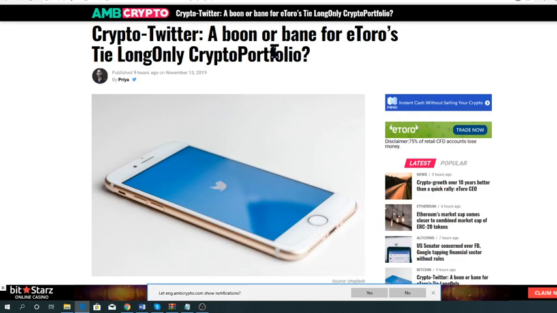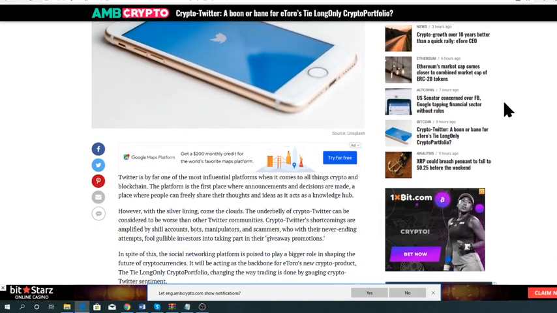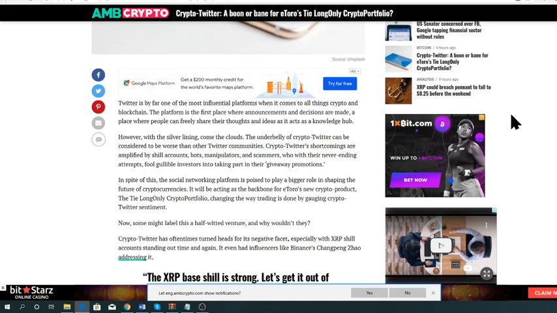Anyway, this one is: crypto Twitter, a boon or bane for eToro's Thai long-only crypto portfolio. I don't care, because personally I use eToro, and I've been on the platform around 2.5 years or more, and I'm satisfied with them. If there is some issue, you can call their account managers or just open a ticket. They will get back to you depending on the time frame. I'm from South Korea, and if I open a ticket they will reply in their time frame, but that's not much different, right? We all have only 24 hours, so within that they'll come to you with a reply.